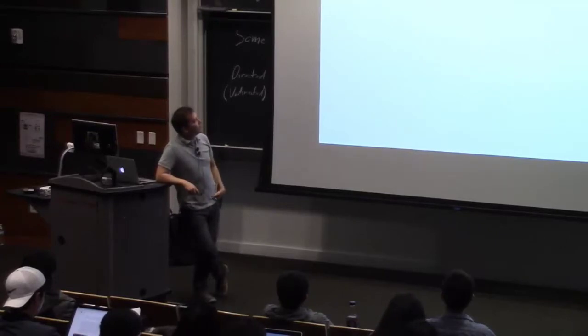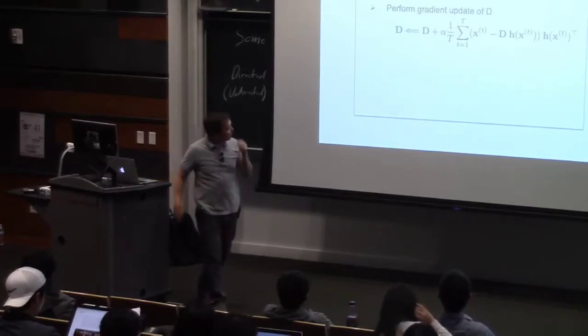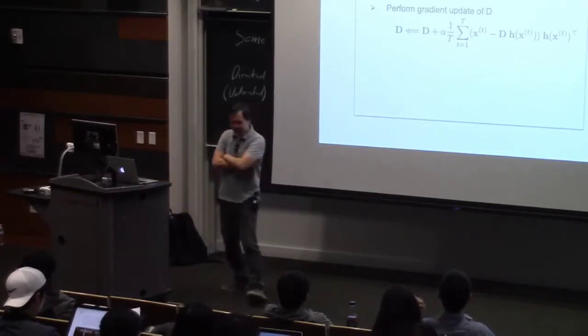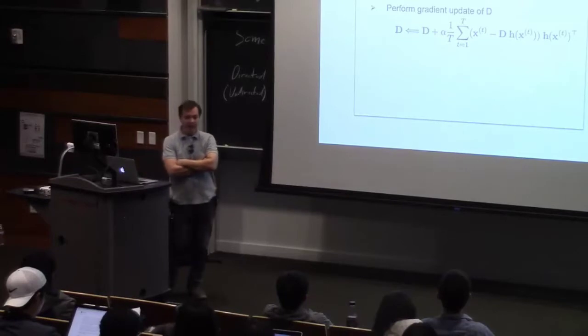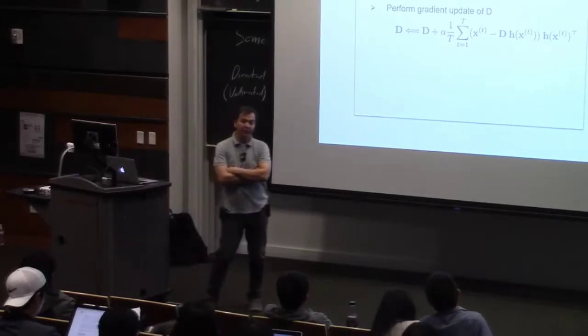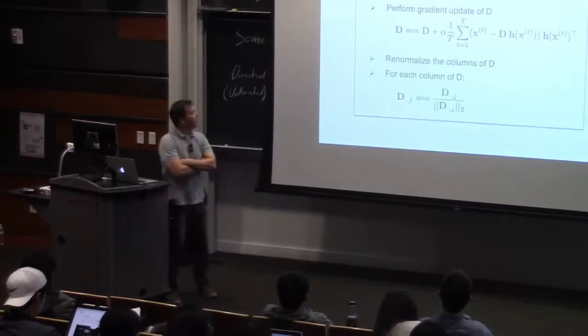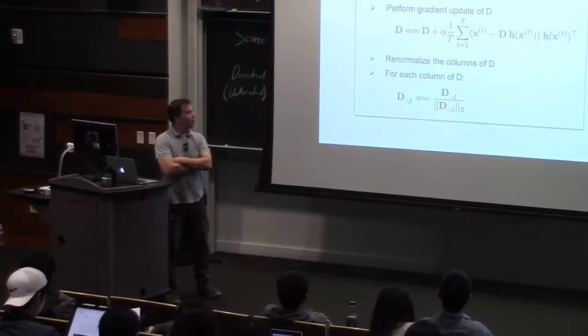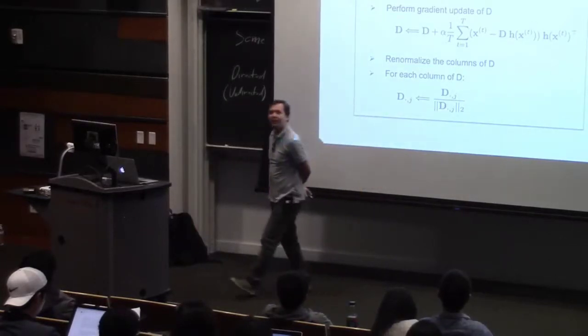So here we can be using something that's called projected gradient descent algorithm. So while D is not converged, we're going to be updating the D just using the standard gradient descent, right? So we still have learning rate alpha. It's just a gradient. That's a very simple gradient. And then we're going to be renormalizing the columns of D. So for each column, we're going to be projecting it back to its unit norm, right?